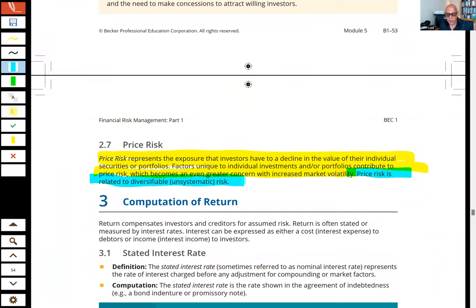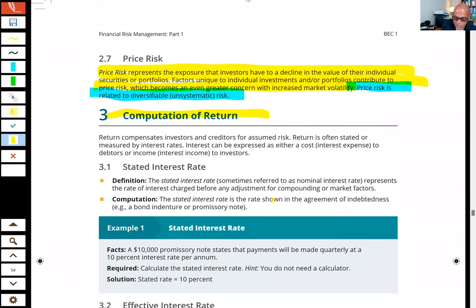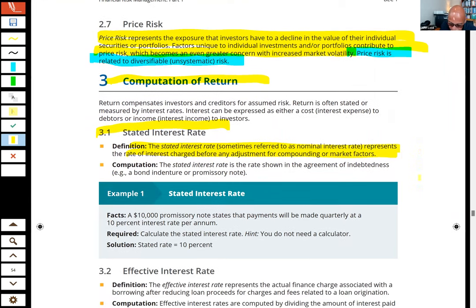Okay, so we understand something about the risk. Let's start to look at the return, and we're going to look at different ways to compute or contemplate return. So they talk about computation of return, and there are different things that we could do. Now, if an instrument has a stated rate, the stated rate is basically the rate that is printed on the bond, if bonds were printed anymore these days, that you see right on the face. That's called the stated rate.